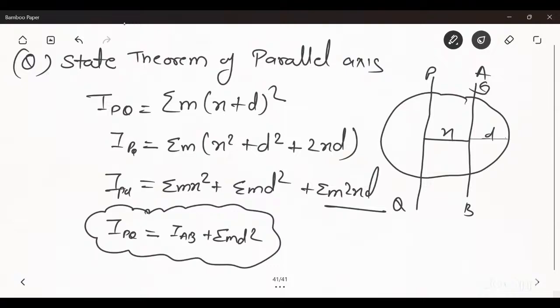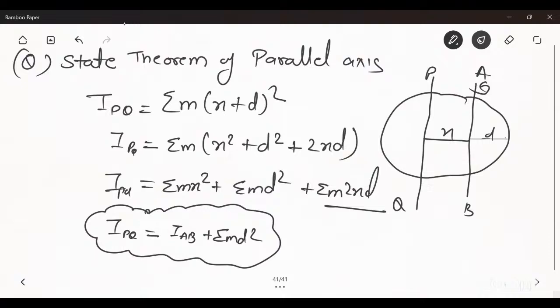But that was not so important. In the examination, the theorem of parallel axis will come, and if this theorem comes, you have to write only its statement. There will not be any proof of it. Only the statement comes in the examination. Okay. So that was your question.